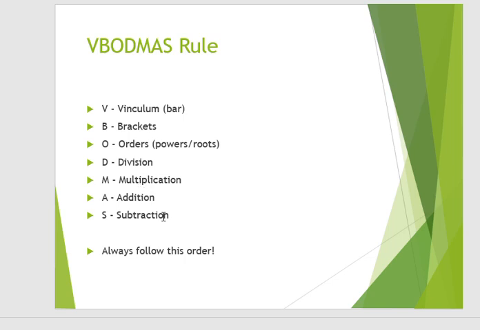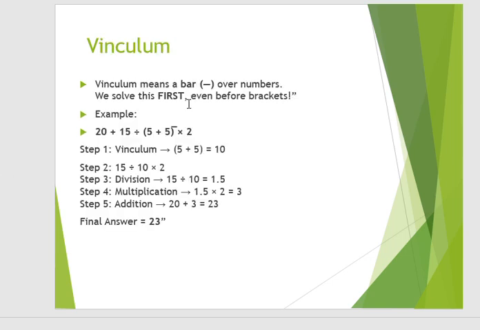It goes the same way for addition and subtraction, which also have the same priority, but again we go from the left side. Always follow this order, otherwise your answer can be wrong. So let's start one by one. Now in this case, Vinculum means a bar over a number. We saw this first, even before brackets, as I told you in the previous example also.